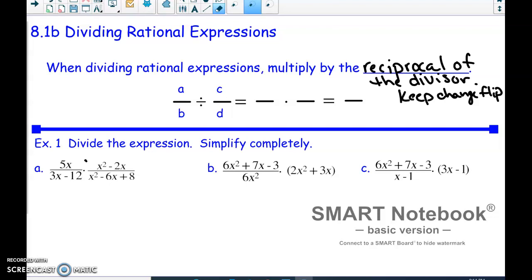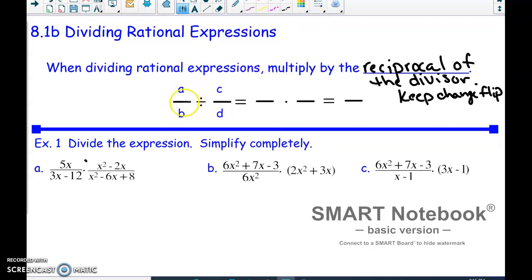Hey everyone, today we're going to be dividing rational expressions. Dividing rational expressions is just like multiplying rational expressions, except we have to flip that second fraction and then multiply instead of divide. So let's look at our first few examples.